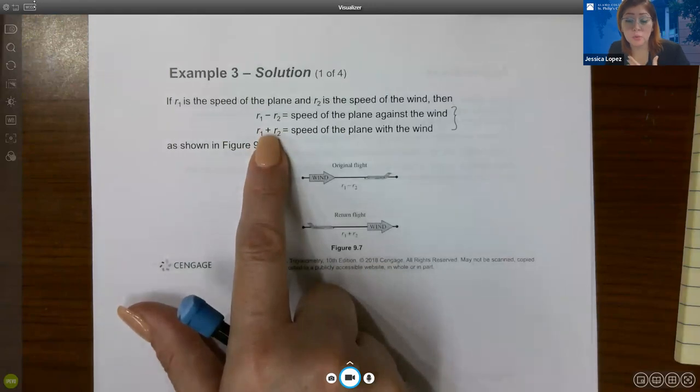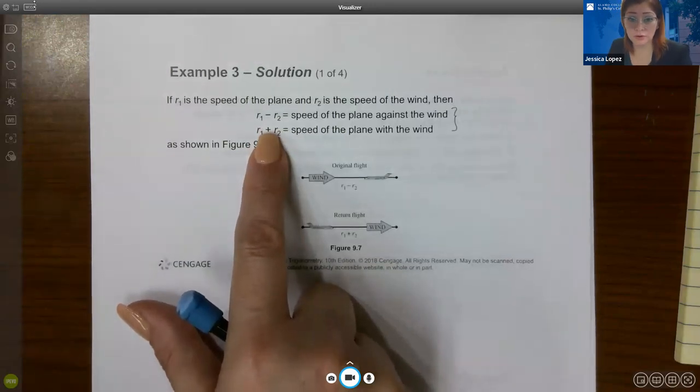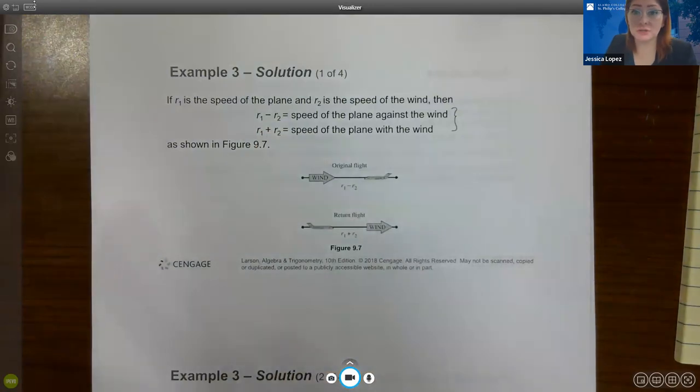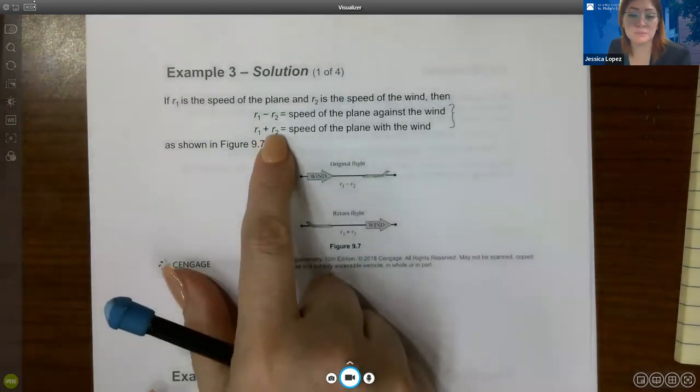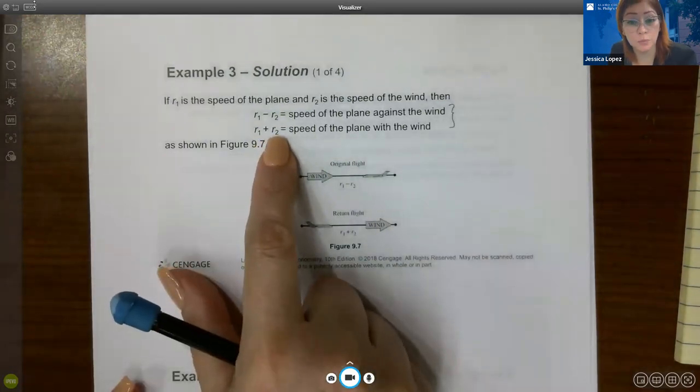Now, if you're going with the wind or with the water current, then that's going to help push you a little in the direction that you're going. And so it's going to speed you up a little bit. So in that case, you would add the speed of the wind or add the speed of the water current.